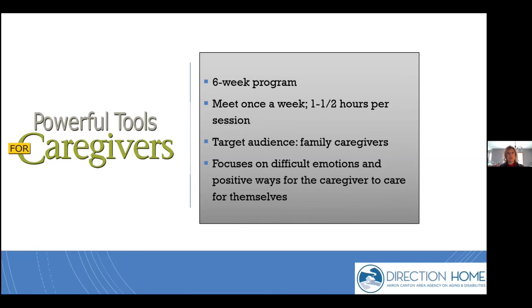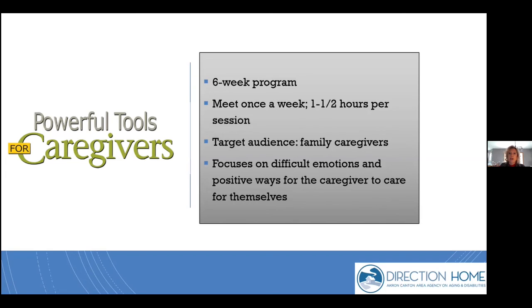So we try and keep it as short as we can and keep fidelity to the program, because again, this is evidence-based. Our target audience here are those family caregivers. All of our other programs are focused on the patient or client that is having an issue. Here we realize that family caregivers also need care. They're going through a lot of stress financially, maybe within their relationships. So we want to focus on them.